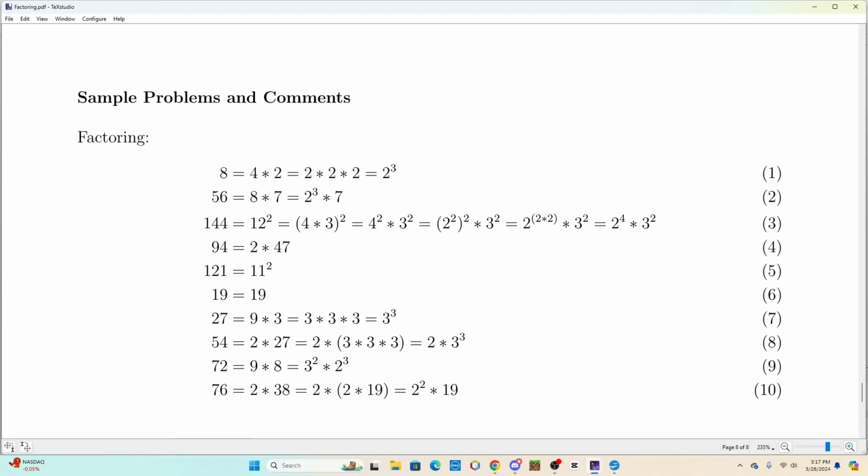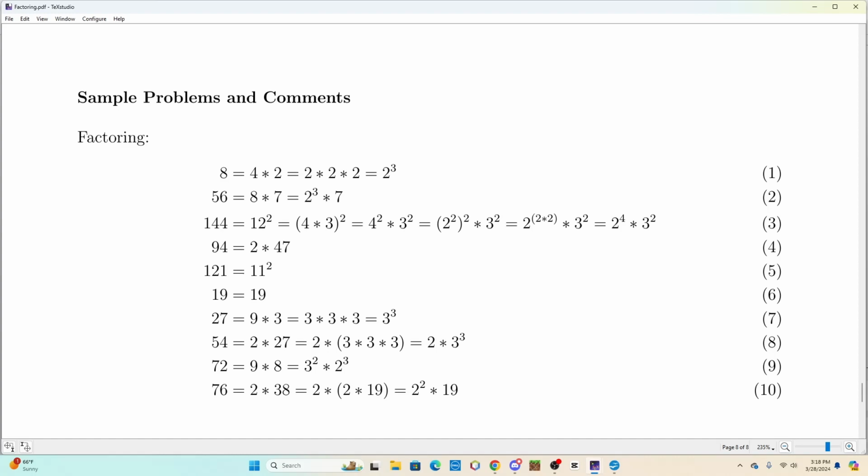Sample problems and comments. Equation 1 is 8 is equal to 2 cubed. Equation 2 is 56 is equal to 8 times 7, and as equation 1 shows, 8 is equal to 2 cubed. So 56 factors into 2 cubed times 7. Equation 3 is one way to factor 144 into 2 to the 4th times 3 squared. The approach here emphasizes exponent rules, as 144 is equal to 12 squared, which equals 4 times 3 squared, which equals 4 squared times 3 squared.